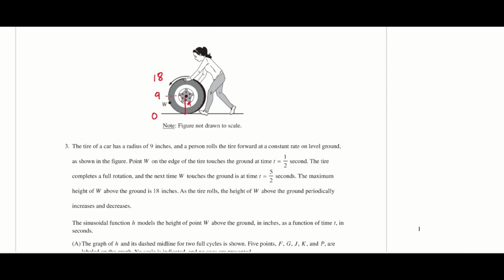A person rolls the tire. So we have point W right here. And then it touches the ground at half a second, so at 0.5, it is on the ground. And then it completes a full rotation at 5/2. So if you do 5/2 minus 1/2, that's equal to 2. So it takes 2 seconds for one rotation. So your period is equal to 2.